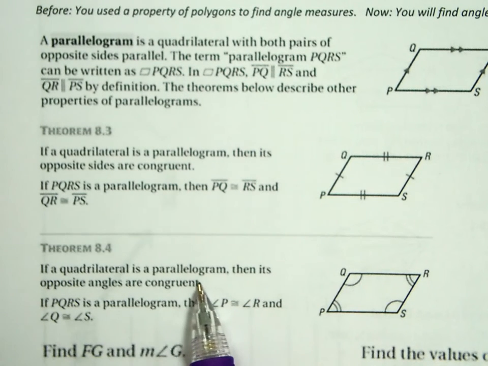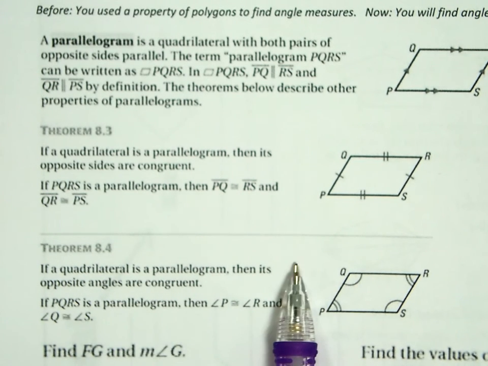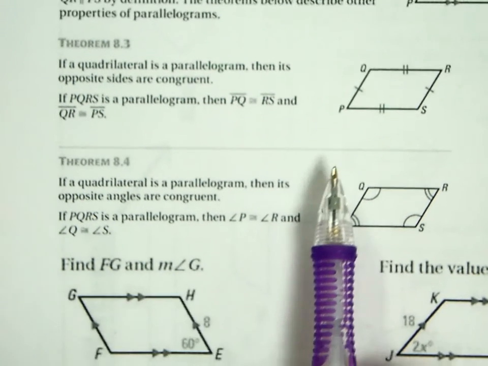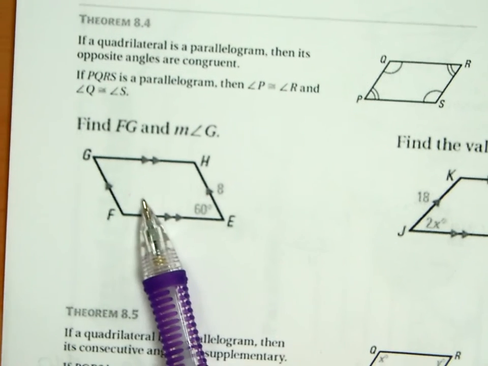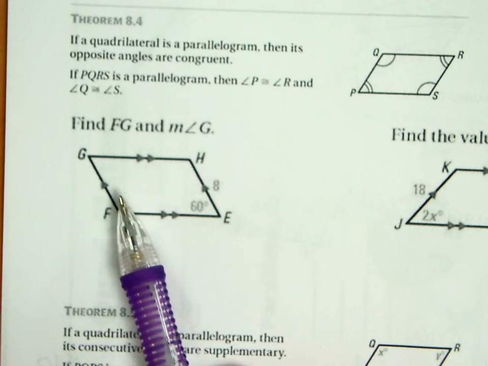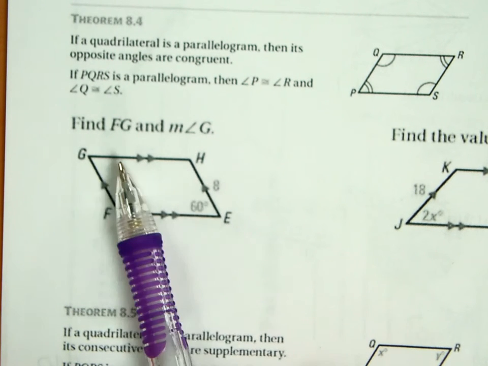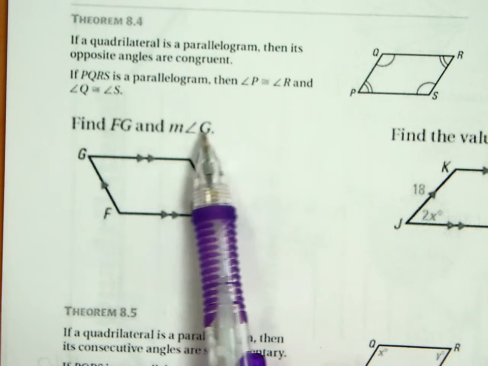If a quadrilateral is a parallelogram, then its opposite angles are also congruent. So, not only opposite sides congruent, but opposite angles are congruent. So, look at this first diagram. This is a quad. If you want to go in letter order, E, F, G, H. Find FG and the measure of angle G.